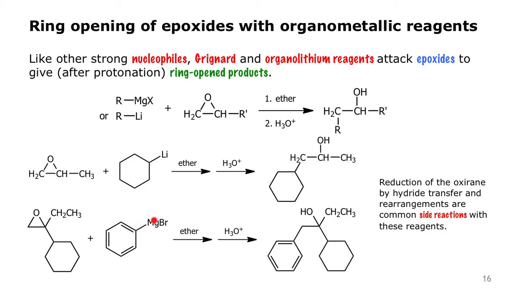This second example is worth looking at. The nucleophilic carbon is the one attached to the magnesium, and so that nucleophilic carbon is adding to the less substituted carbon of our epoxide. Here's our newly formed carbon-carbon bond, and then the alkoxide produced by that ring opening is protonated by the water.